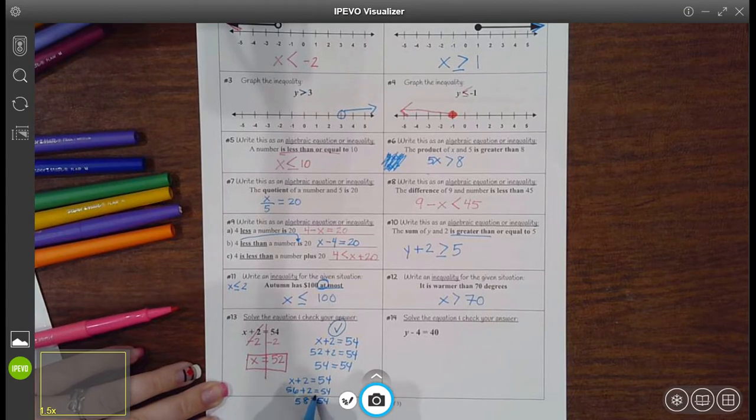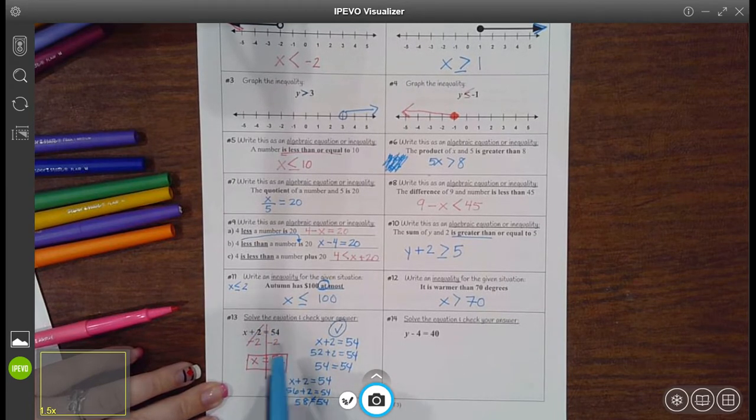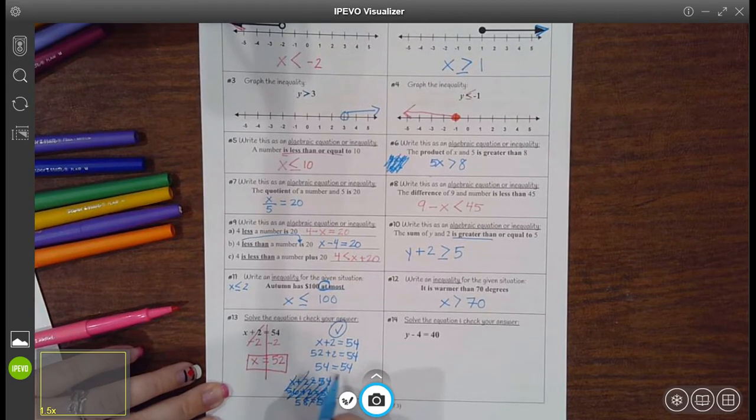58 doesn't equal 54. And so then you would erase this, and you'd erase the problem, and you'd try it again. That's the whole point of checking. If you end with an untrue statement, you know you did something wrong, and you retry the problem. If you end with a true statement, then you know that what you substituted in was the right answer, and that's what you would write in your answer column, 52.